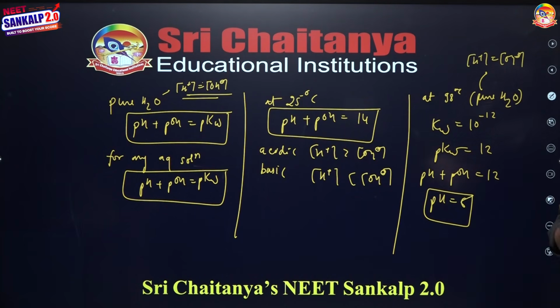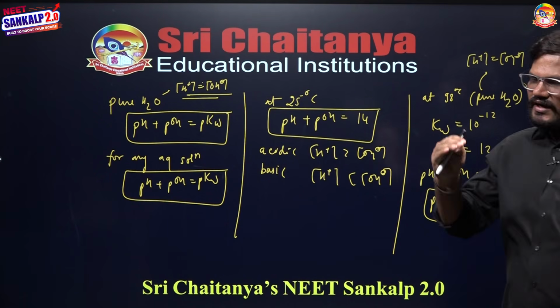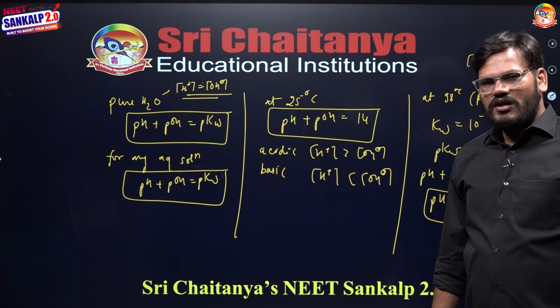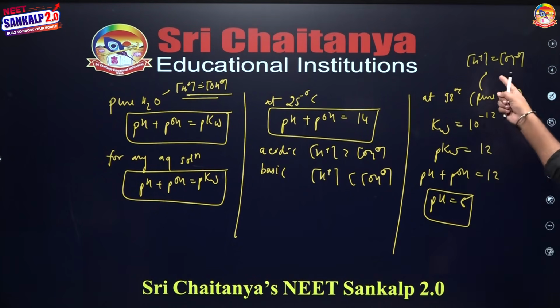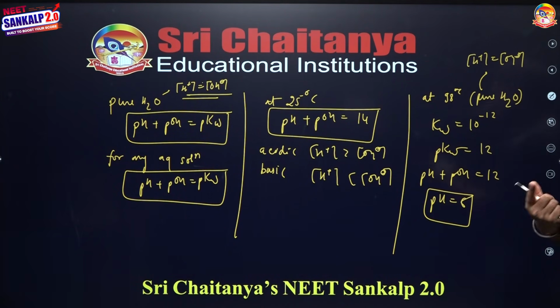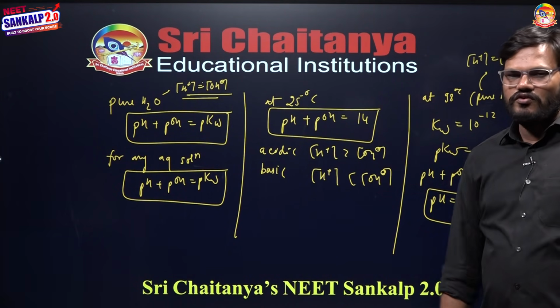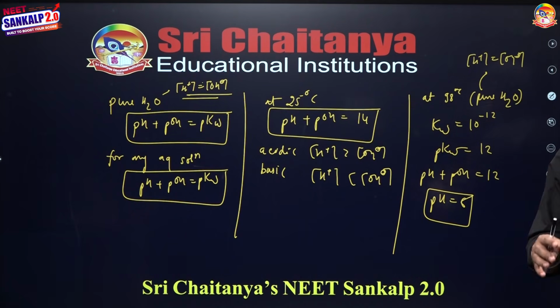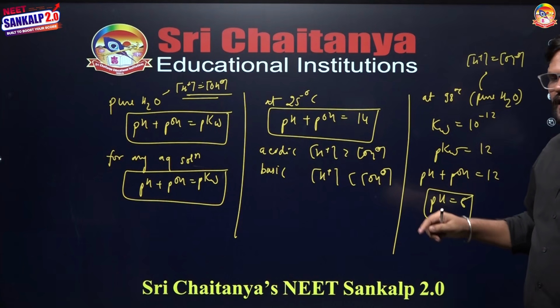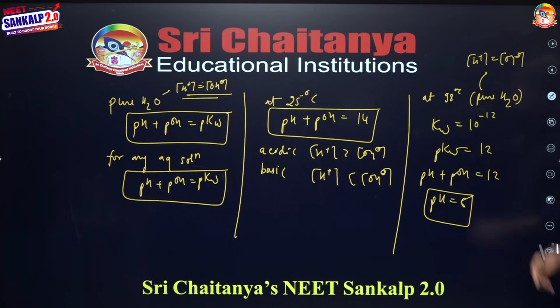The reference of pH value will keep on changing. At 25 degrees Celsius, the reference is 7. Greater than 7 will give you a basic solution. Less than 7 will give you an acidic solution. At 98 degrees Celsius, if we consider this value, 10 raised to minus 12, as the correct value, then greater than 6 will give you a basic solution and less than 6 will give you an acidic solution. So on increase in temperature, your reference will change. At 25 degrees Celsius, it is 7. At 98 or 100 degrees Celsius, it will become 6.